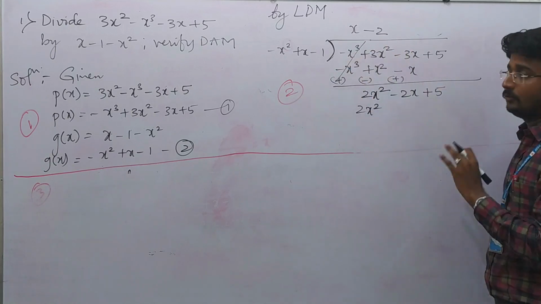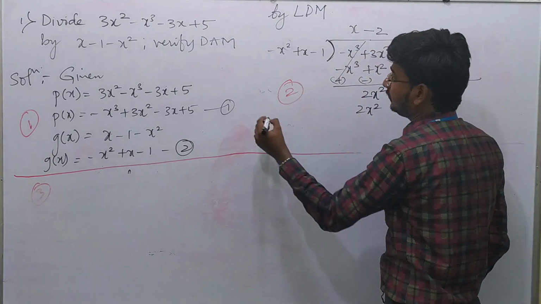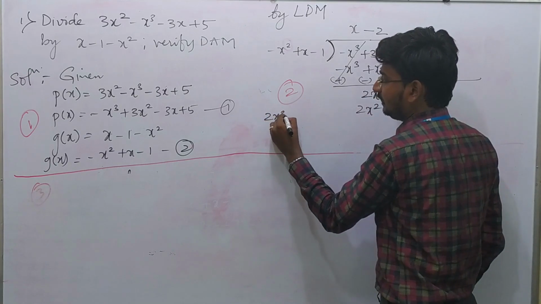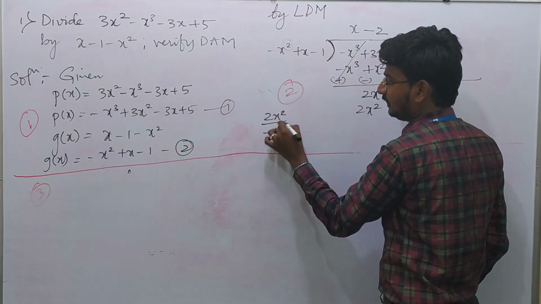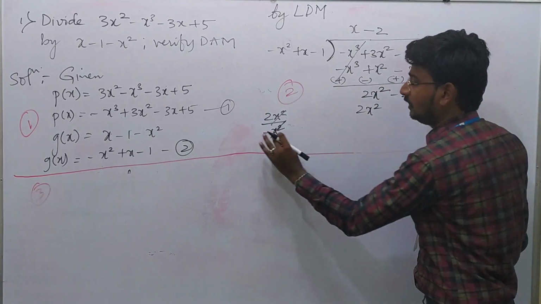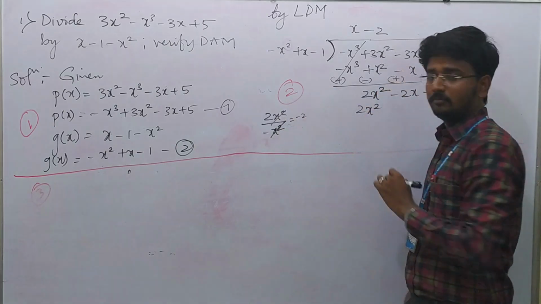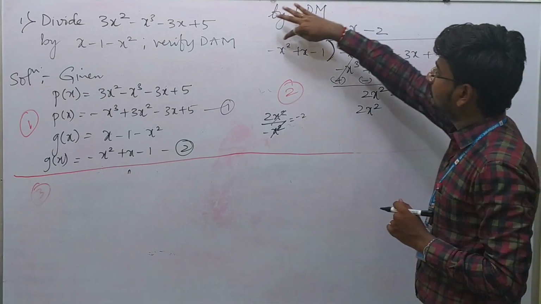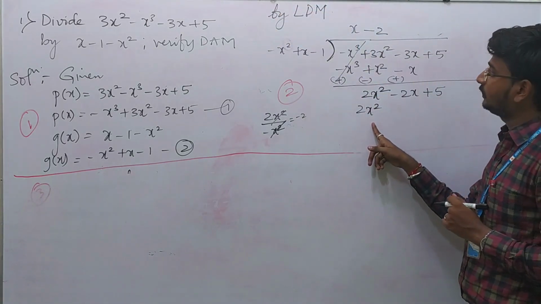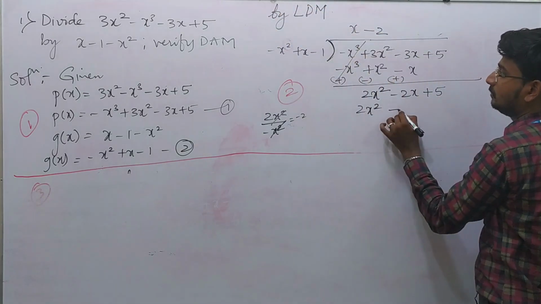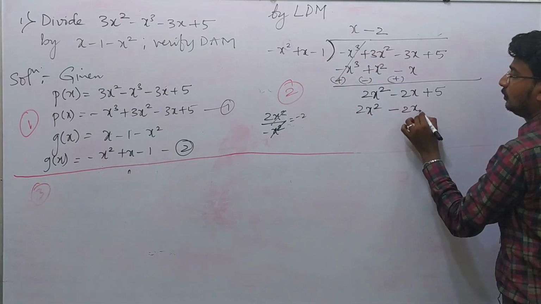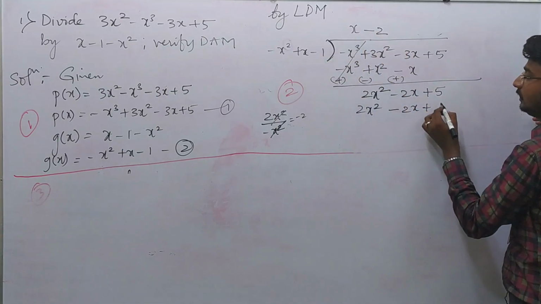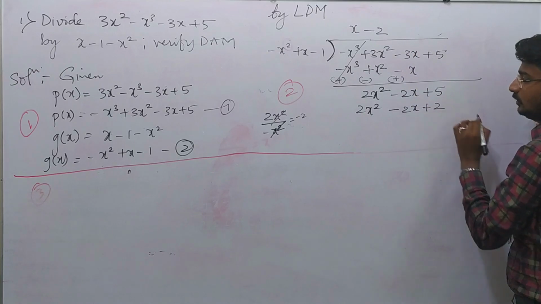If you again feel confusion, you can do rough work, that is taking 2x square divided by minus x square. My x square cancels. Minus will come to the numerator, minus 2. So that minus 2 I am multiplying here. Okay. So minus 2 into minus x square will be plus 2x square. Plus into minus, minus x into 2, 2x, minus into minus, plus 1 into 2 is 2.